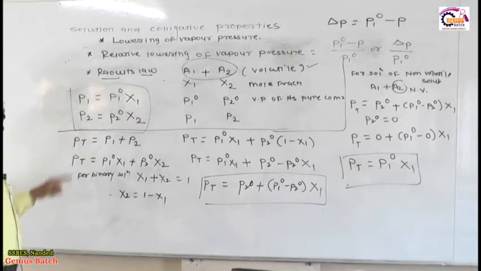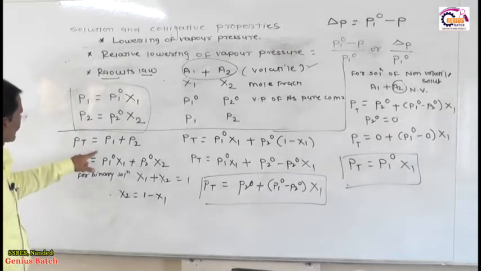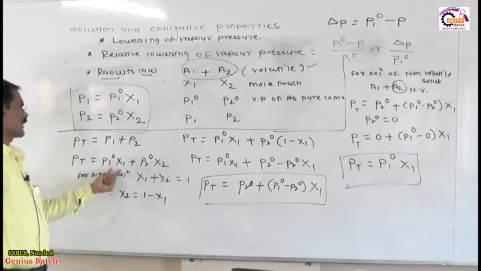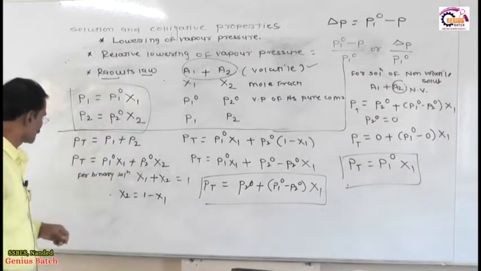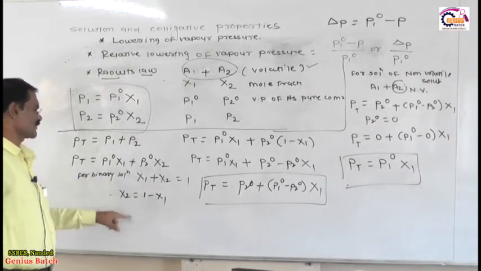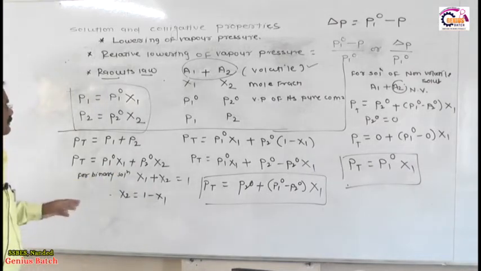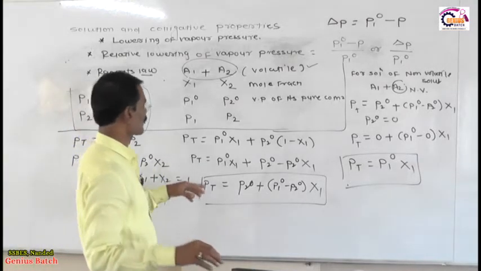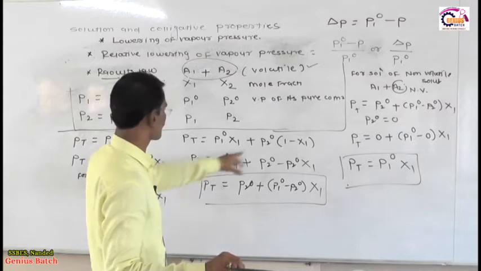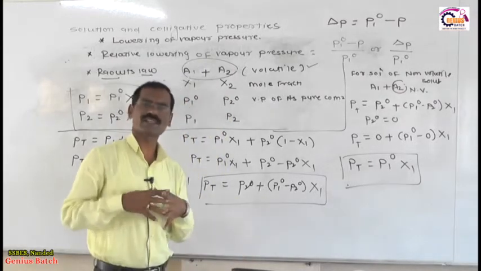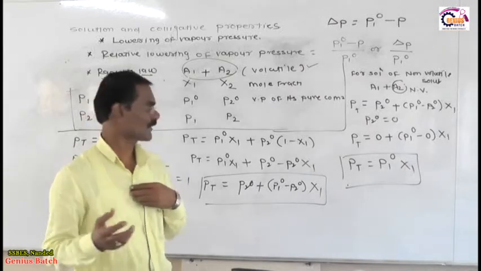Now how do we calculate the total pressure? Total pressure we calculate by using P1 plus P2. What is P1? P1 is P1⁰ into x1, plus P2⁰ into x2. For a binary solution, x1 plus x2 is equal to 1, therefore x2 is equal to 1 minus x1. Therefore the total pressure we calculate by putting in this value, and finally this is the total pressure for the solution containing both volatile solute as well as solvent.